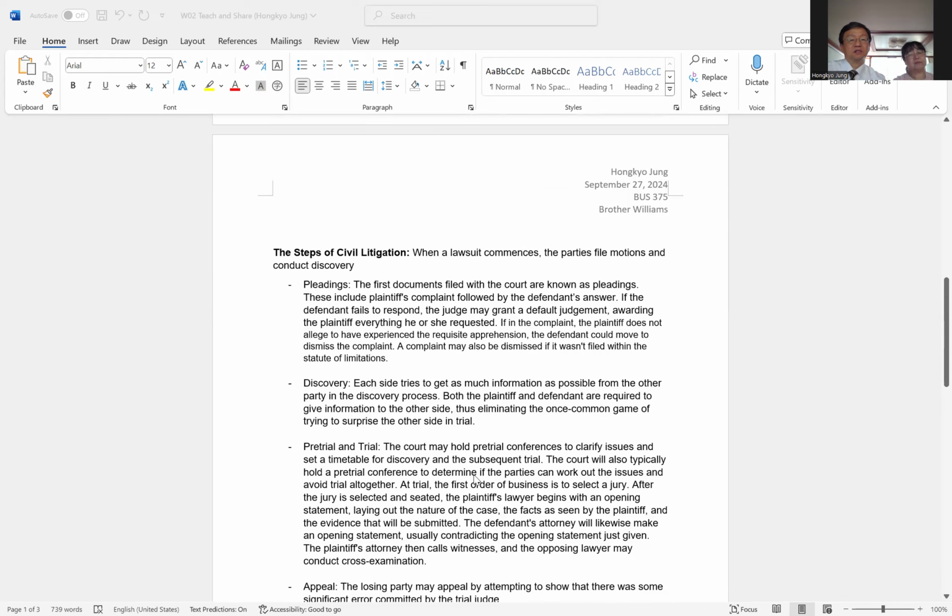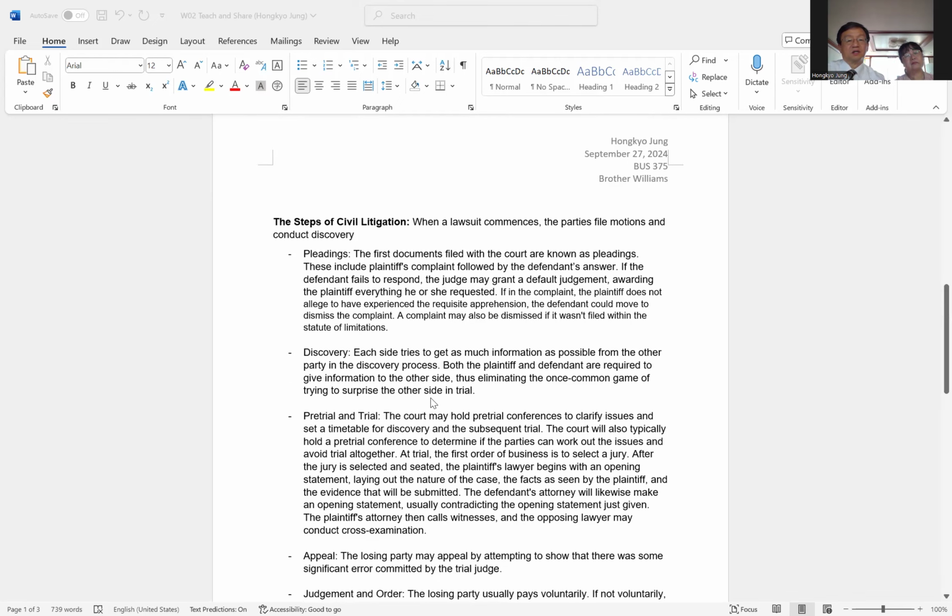There are steps in civil litigation. First is pleadings. The first documents filed with the courts are known as pleadings: the plaintiff's complaint, followed by the defendant's answer. If the defendant fails to respond, the judge may grant a default judgment, awarding the plaintiff everything he or she requested.